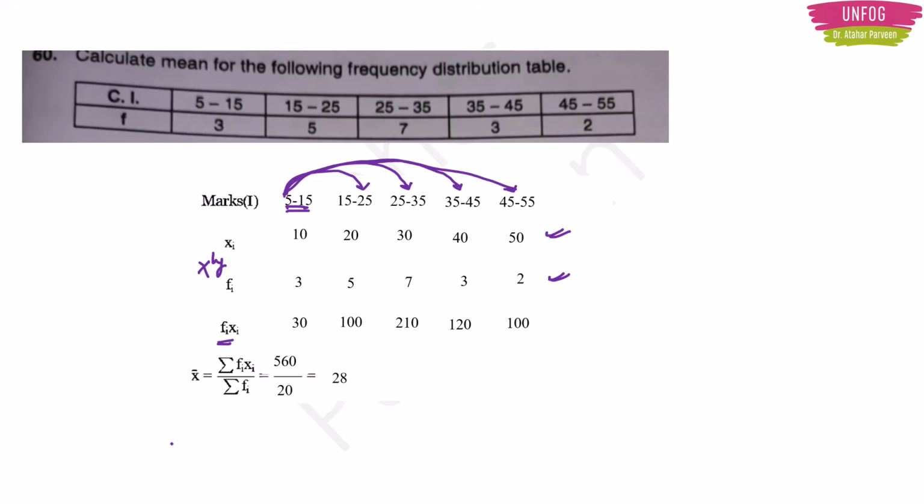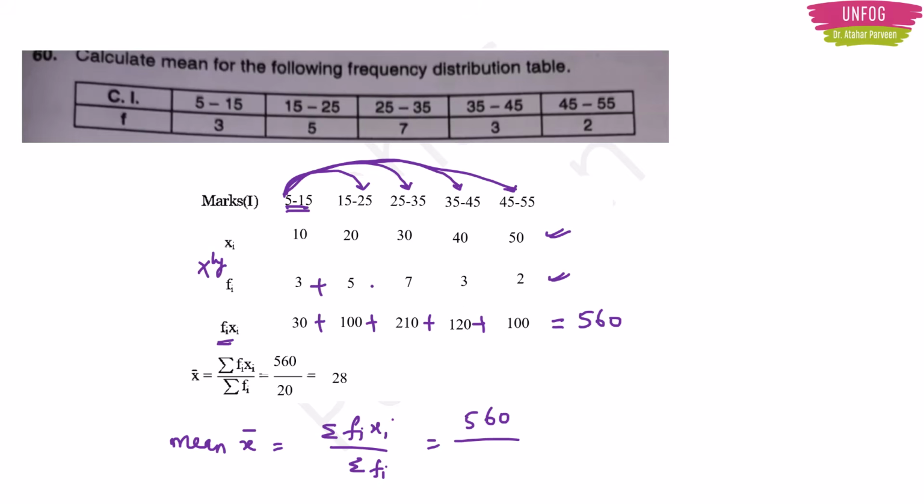Now in order to find the mean, x bar is equal to sum of fi xi divided by total frequency, right? So you have to do the sum of this. If you add all this, you will get 560. So in the numerator you write 560, and in the denominator you have to do the sum of all the frequencies. If you do the sum of all these frequencies, you will get 20. So this is going to be your answer. If you cancel, you will get 28.